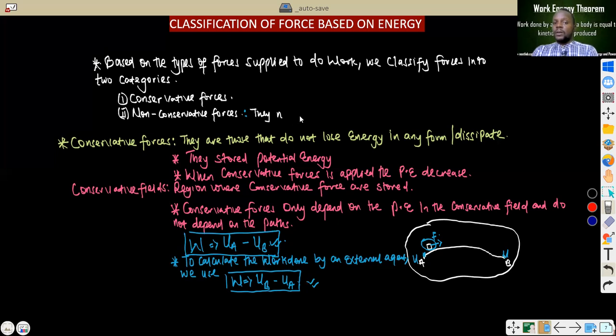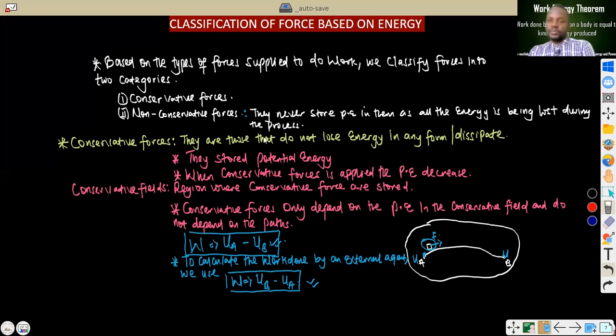That's the important thing. They never store potential energy in them, as all the energy is being lost during the process. So as we have already studied, energy forms based on forces are of two types: conservative form of energy and non-conservative form of energy.